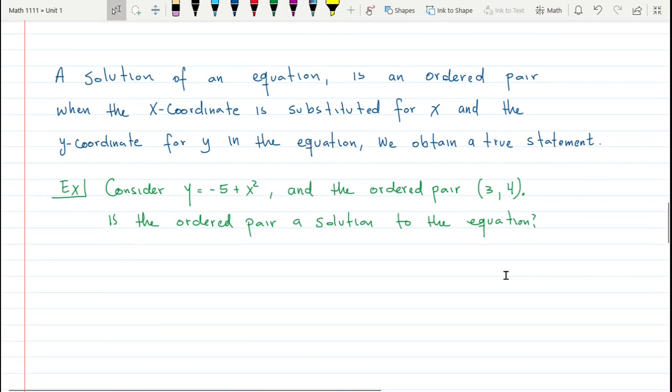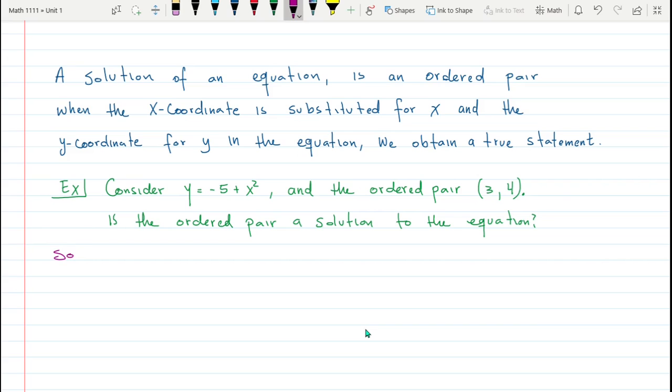So, before we move on, let's consider what a solution to an equation would be. A solution of an equation is an ordered pair where the x-coordinate is substituted in for x and the y-coordinate is substituted in for y in the equation. Now when you plug those numbers in and you do the simplification on either side of the equal sign, you should, or you want to, end up with a true statement. So let's talk about that.